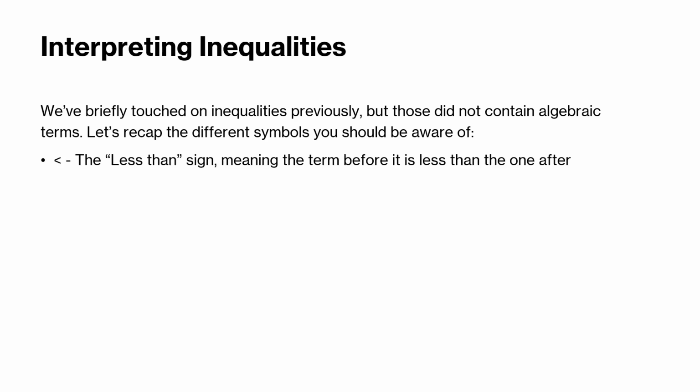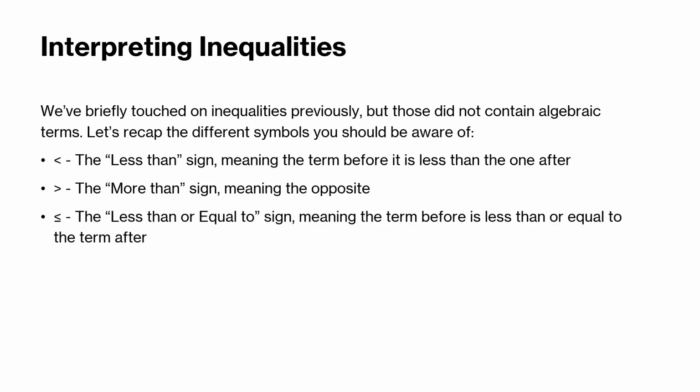First, we have the less than sign, meaning the term before is less than the one after, so x less than 3 would be 2, 1, 0, and so on. We have the more than sign, which means the exact opposite. We have the less than or equal to sign, same as the less than sign but with a line underneath it, meaning that the term before is less than or equal to the term after. So in the previous example of x less than 3, if we had x less than or equal to 3, 3 would also be included in the possible values of x. We have the opposite of it, the more than or equal to sign.